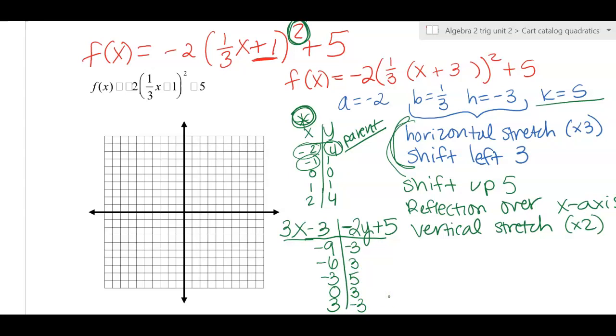Yes, Taylor. Because the a value was a 2. So the a has 2 things going on. The negative is causing the reflection. The 2 is causing a stretch, and we want to know exactly by how much. Okay? So if it was a 5 there, it would have been by 5. Katie?